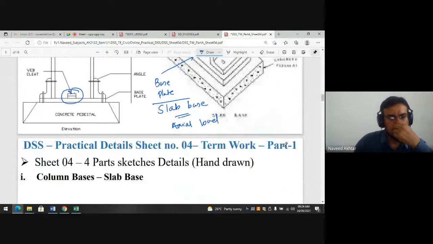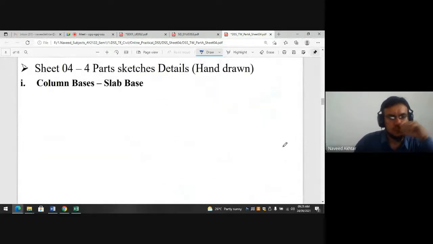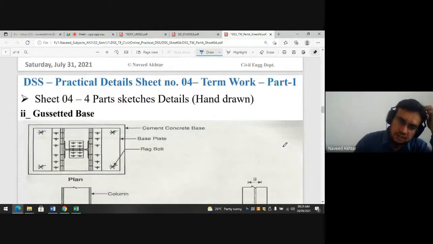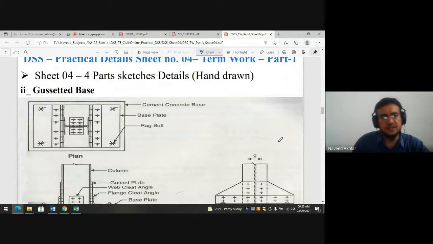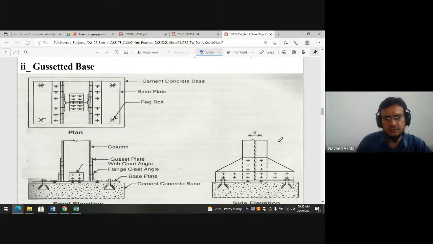I will go through shortly. This is the gusseted base, the second type of column base. Why is this called a gusseted base? Because if the thickness of the slab base required is large, more than 50 mm as we have seen earlier, in that case we go for the gusseted base.